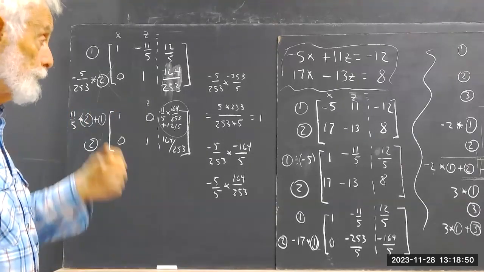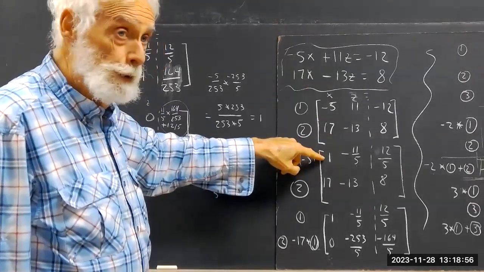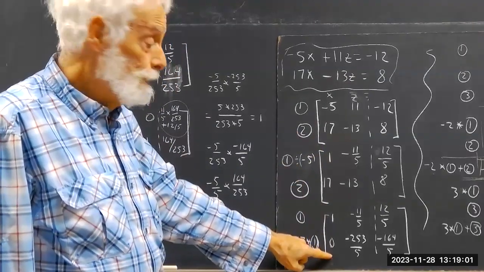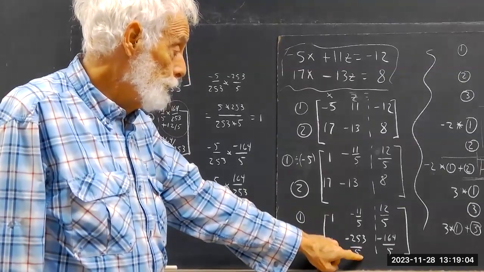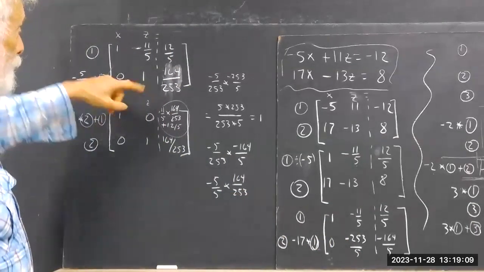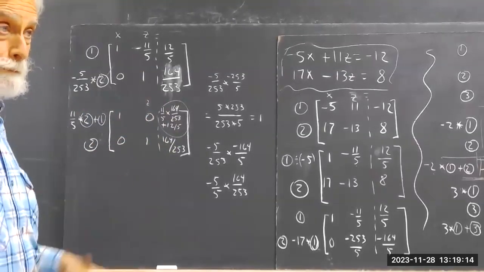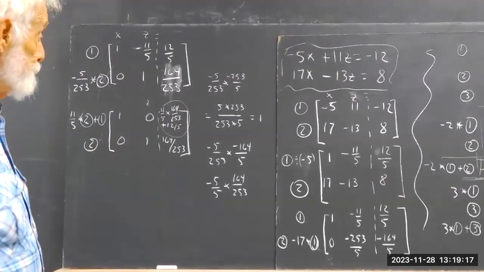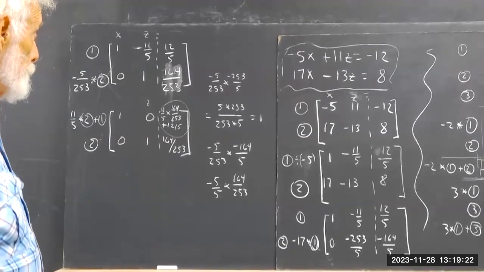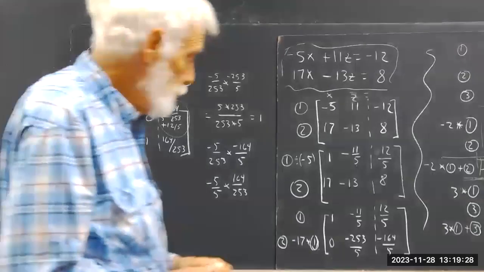So there it is. That's the process. We started with this. We got a 1 here. And we used that 1 to get a 0 here. Then we did a simple multiplication by reciprocal, and we got a 1 here. And then we added 11/5 of this row to this row, and we got this mess. That's our solution. So that illustrates the process of using augmented methods.